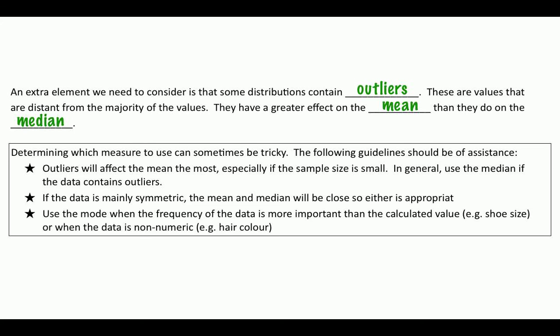Or use the mode when the frequency is more important. So if you were ordering shoes at a shoe store, you wouldn't be so concerned with the average shoe size ordered. You'd be more concerned with which shoe size is purchased the most, and that's what you'd use to replenish. So there are times when mode is what you care about more. Especially for non-numeric, categorical things like hair color or favorite sports team, then you might be more concerned with the mode, the ones that appear the most frequently.